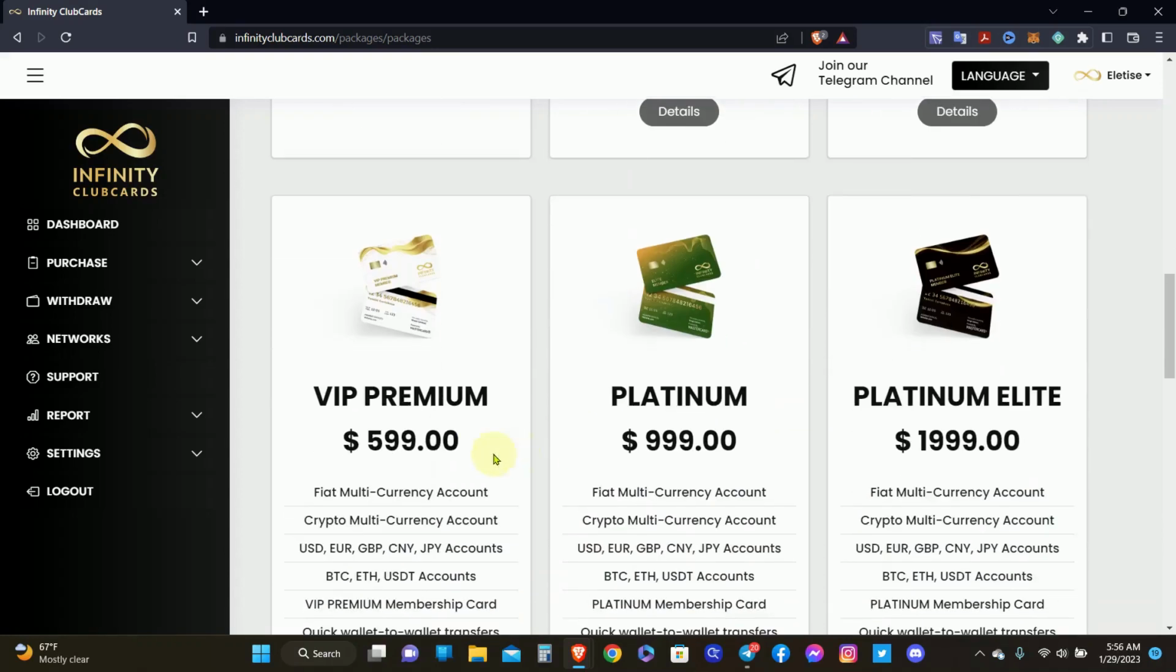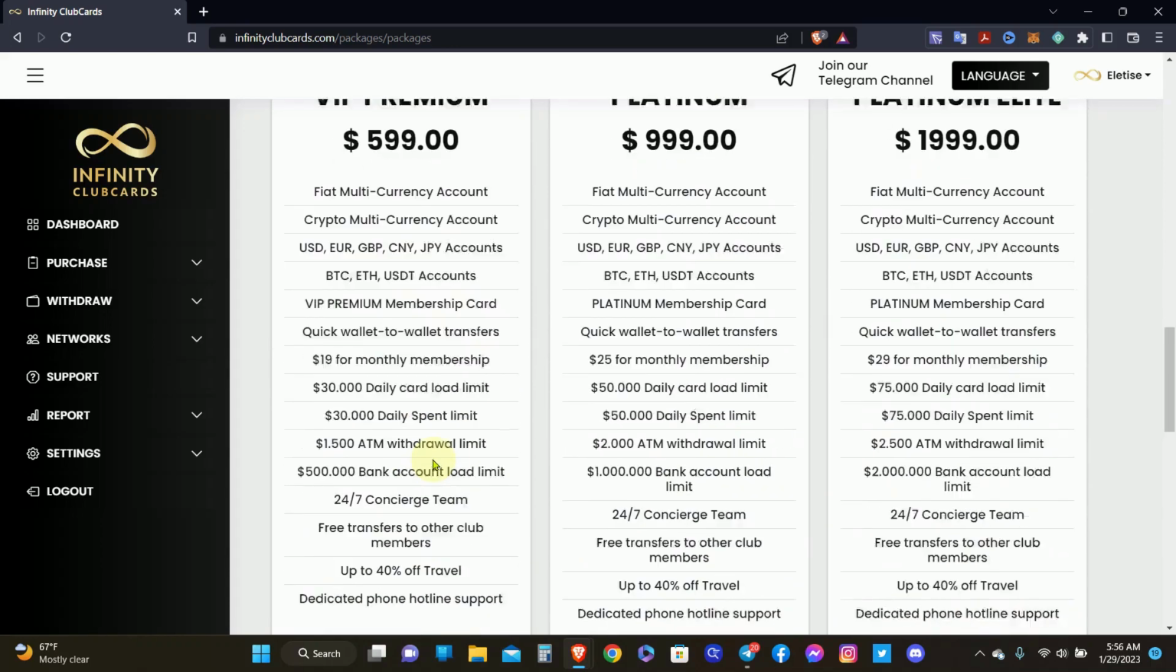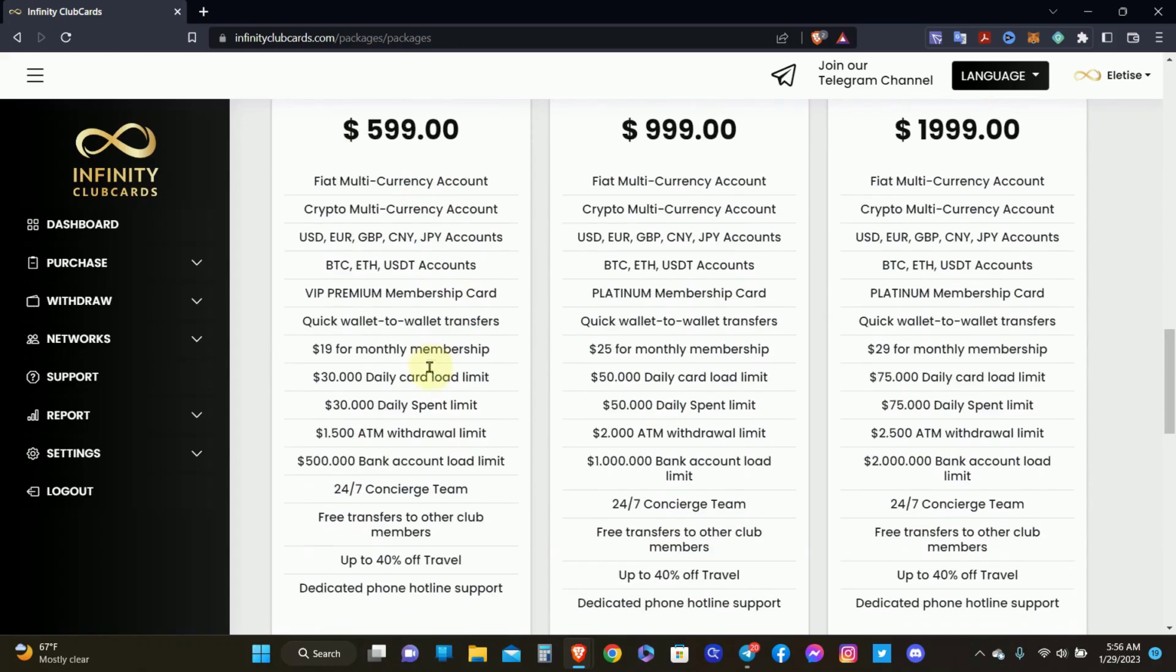Okay, and then you come down to the VIP premium. I think this is going to be a very popular one right here. As you know, it's like, okay, I'm pre-registered, I can get this card for $400. So that's what I think a lot of people are going to do. Because look, it's $19 per month for the membership. It's a $30,000 daily load limit into your bank account, as well as up to $500,000 maximum in your bank account.